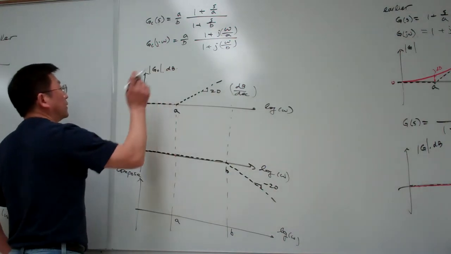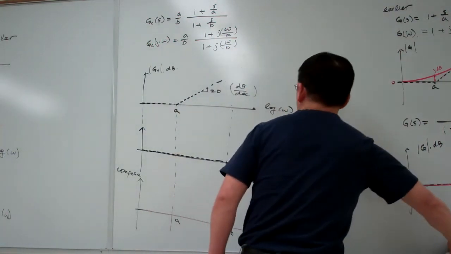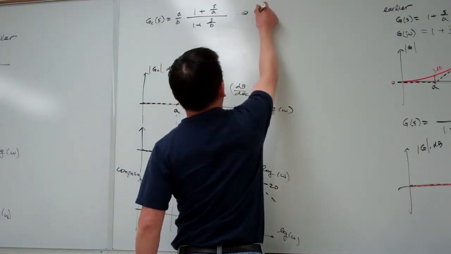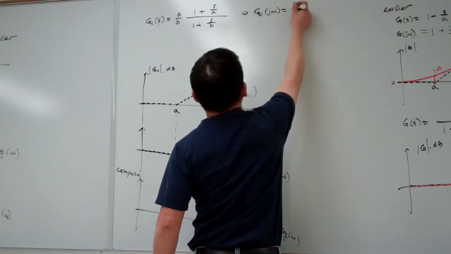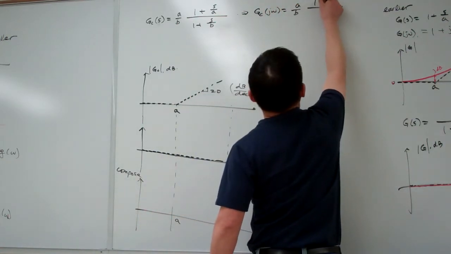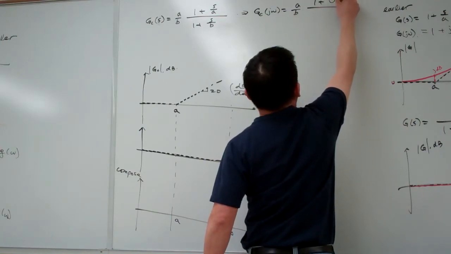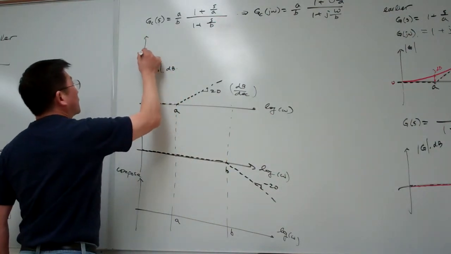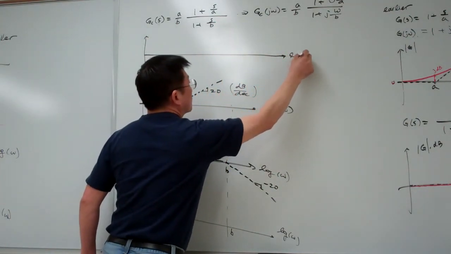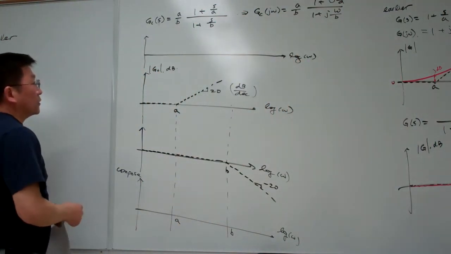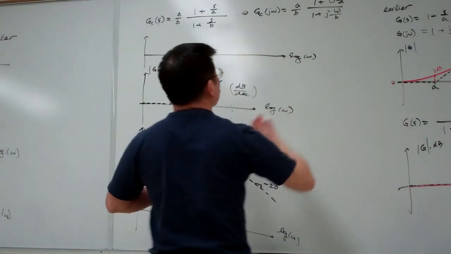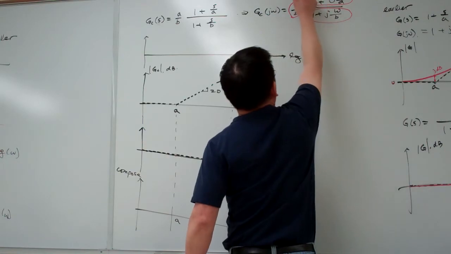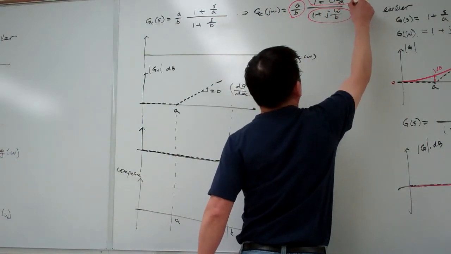Let me release more space above. So let me rewrite here. G(j omega) equal to A over B, times 1 plus j omega over A, times 1 plus j omega over B. Okay, so one more curve here. And so here we have 3 terms: first term, second term, and the third term. So let me label this the first term, this is the second term, this is the third term.